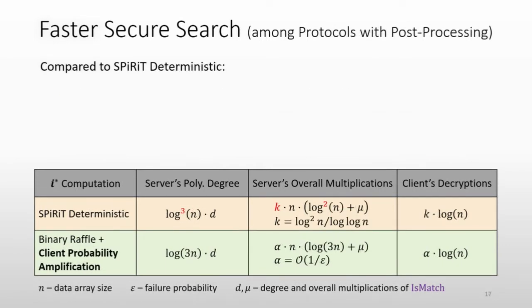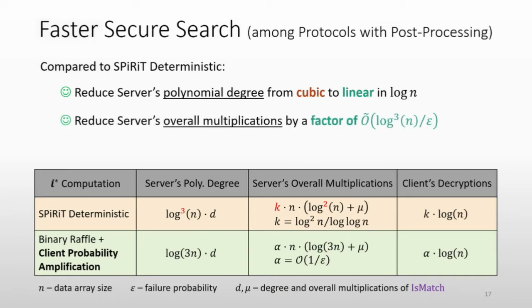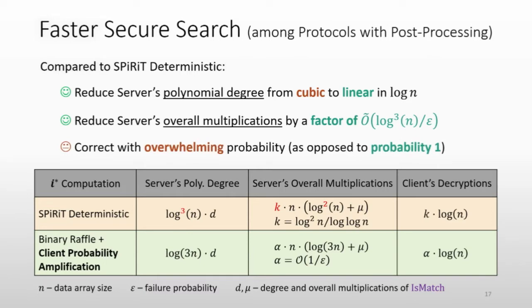If we compare a binary Raffle with client probability amplification against a protocol that has post-processing, the deterministic version of SPIRiT, we reduce the server's polynomial degree from cubic to linear in log n. We reduce the overall multiplication by a factor of O tilde of polylog n over epsilon. The disadvantage is that we are correct with overwhelming probability, compared to the deterministic version in SPIRiT, where it's correct with probability 1.